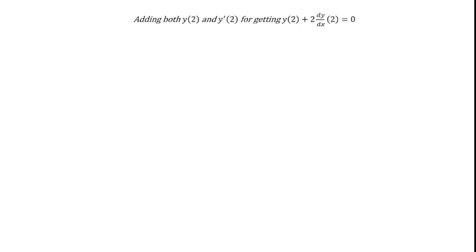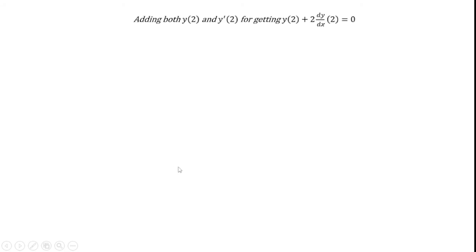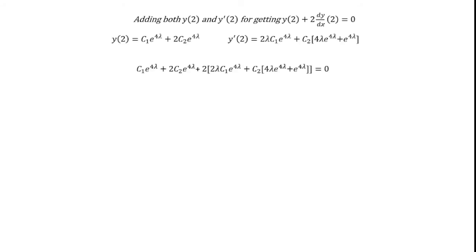After that, what is the next step? Adding. I got the two boundary conditions' substituted values. I got two complementary functions with respect to the boundary conditions, so by adding I can simplify further. I can add both the conditions, because my boundary condition is y2 plus 2 into dy by dx of 2 is equal to 0, so I can add both the things with each other. From this I can get c1 into e power 4 lambda plus 2c2 e power 4 lambda plus 2 into 2 lambda c1 e power 4 lambda plus c2 into 4 lambda e power 4 lambda plus e power 4 lambda is equal to 0.